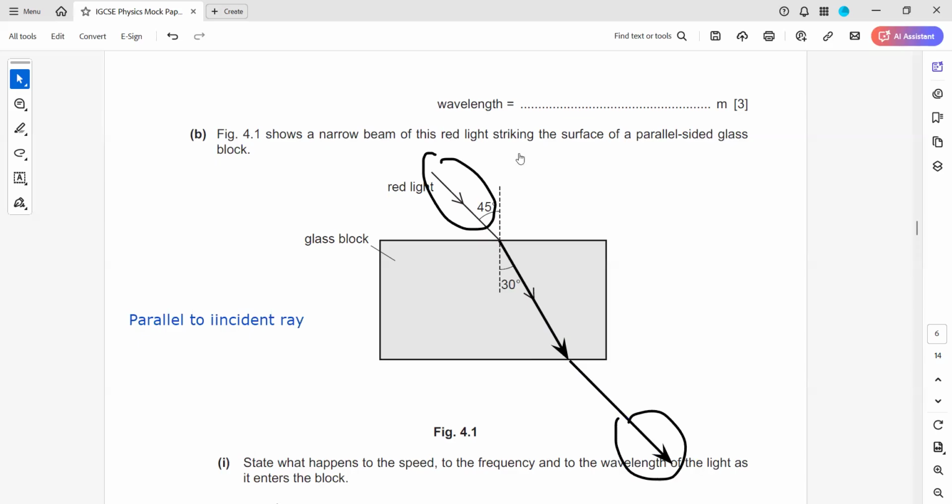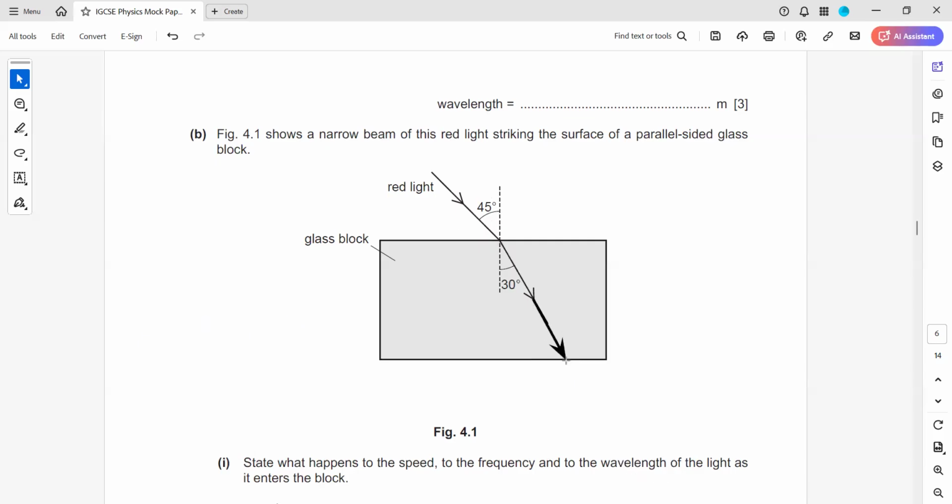Yes, I'll repeat. When a light ray is travelling, we have to complete the path of the light. So first, we have to complete this path. The light is going, it will hit. When the light travels from glass to air, it will bend away from the normal. So this is bending away from the normal.